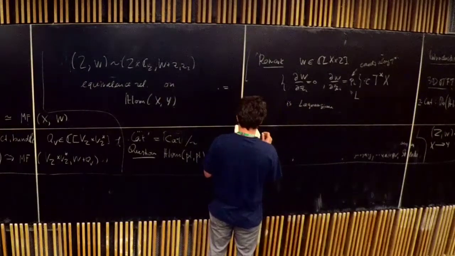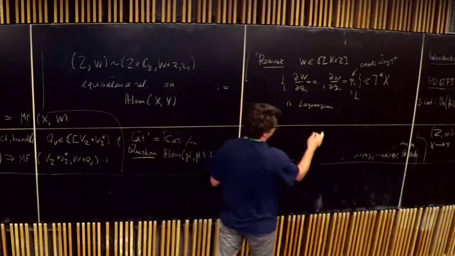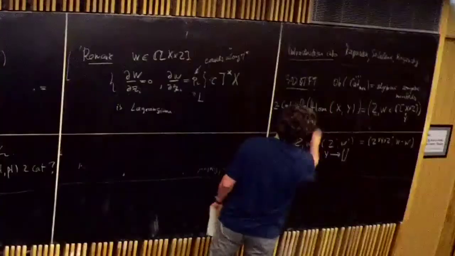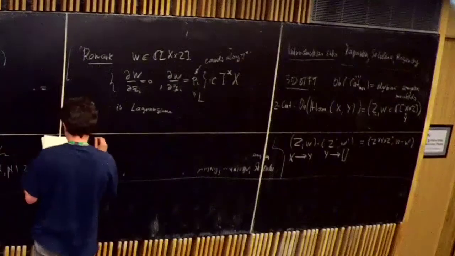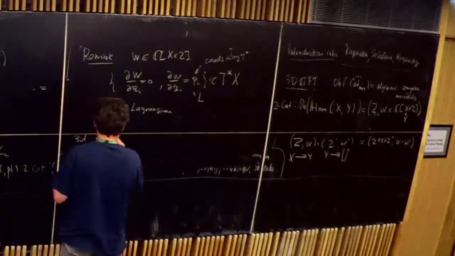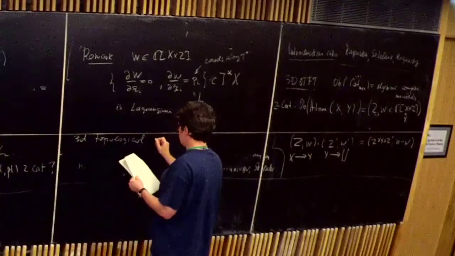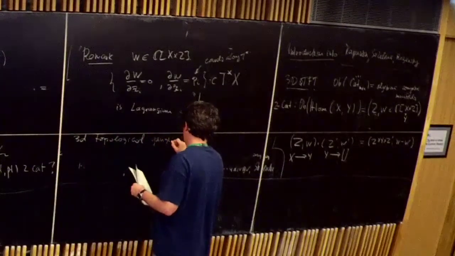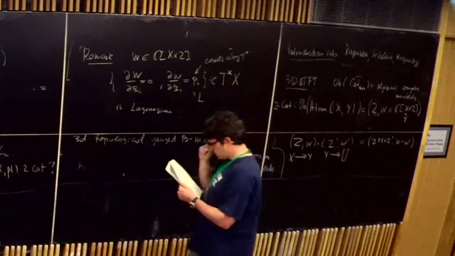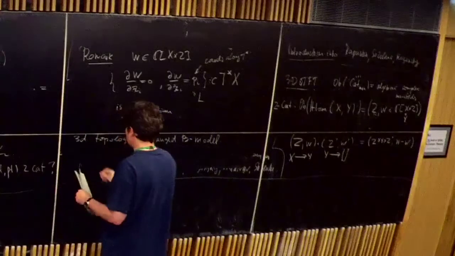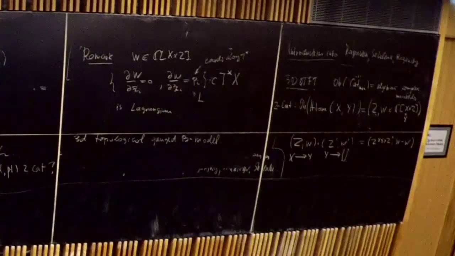So basically, we will look at the case. We will construct from this kind of data, particular choices, some kind of 3D topological field theory. More precisely, it's called 3D topological gauged B-model. That's what we'll construct. And basically, now I have to explain what the components are. The spacetime would be sphere times R.